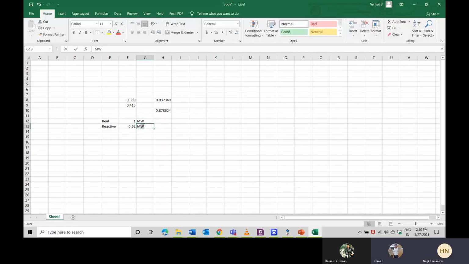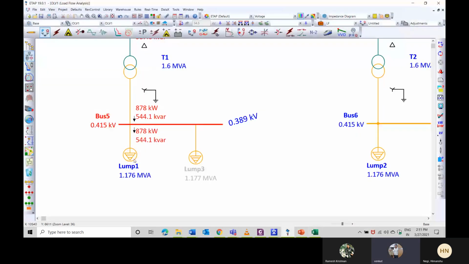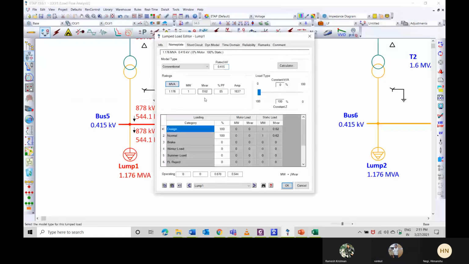How did you get that 0.62? Yes, I will show you. Can you see here within the nameplate? I have taken it as you put it, right. 0.6. How do you convert this? If you have the MVA of the particular load and you have the power factor, how can we calculate the megawatt? You have an idea about that, right? Megawatt divided by power factor is equal to MVA.